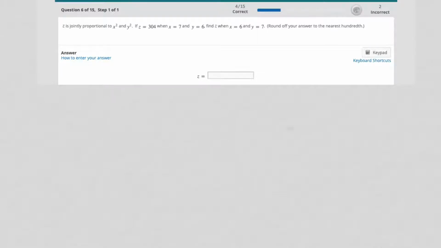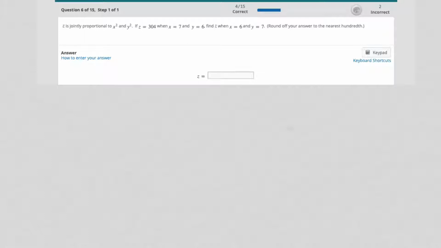In this problem, z is jointly proportional to x squared and y squared. If z is equal to 304 when x is equal to 7 and y is equal to 6, find z when x is equal to 6 and y is equal to 7. Round off your answer to the nearest hundredth.